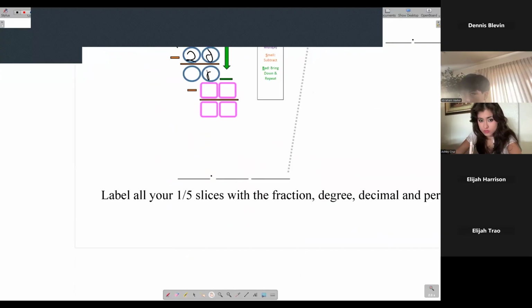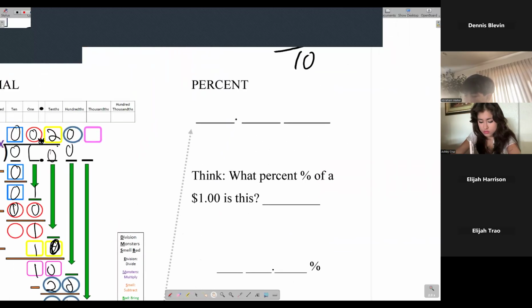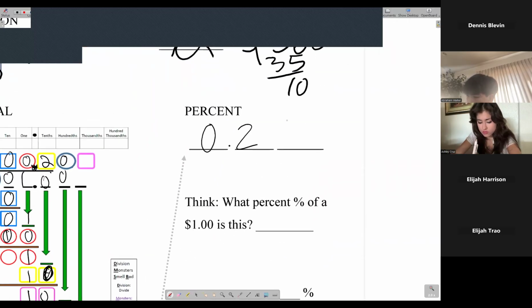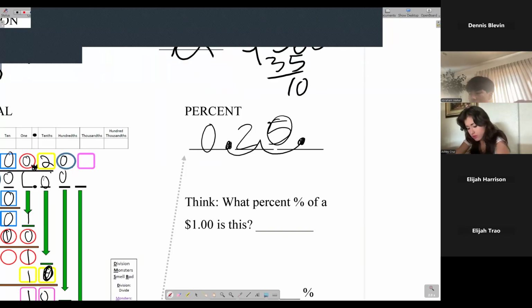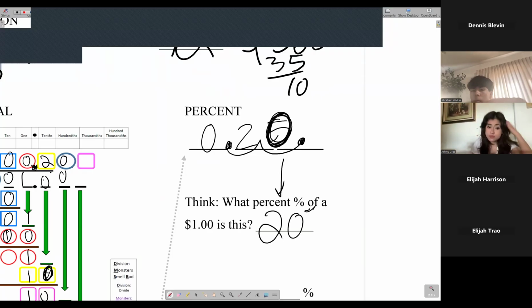So come down here, 1/5 of a dollar is 20 cents. Then you come up here, you're going to bring that 20 cents. To change it to a percent, you bunny hop twice over. That's 20 cents. And Dennis, 20 cents would be what percent? 20%. Yes, that's how you represent it.